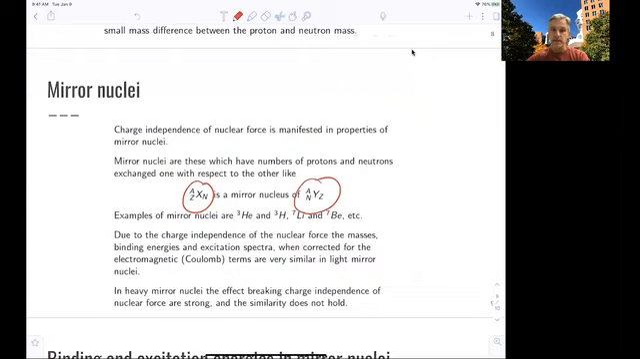Those then allow you to study those effects in detail. So for heavy mirror nuclei, the effects breaking charge independence of the nuclear force are strong, and the similarity does not hold. Good. One example where you can study this is when one of those mirrors is a radioactive or unstable nucleus. You can study the properties of this unstable nucleus by looking in detail at the mirrored nucleus. That's a rather common and interesting way to study radioactive nuclei, where you cannot simply take them, excite them, and study their properties. They simply decay too fast in some cases.